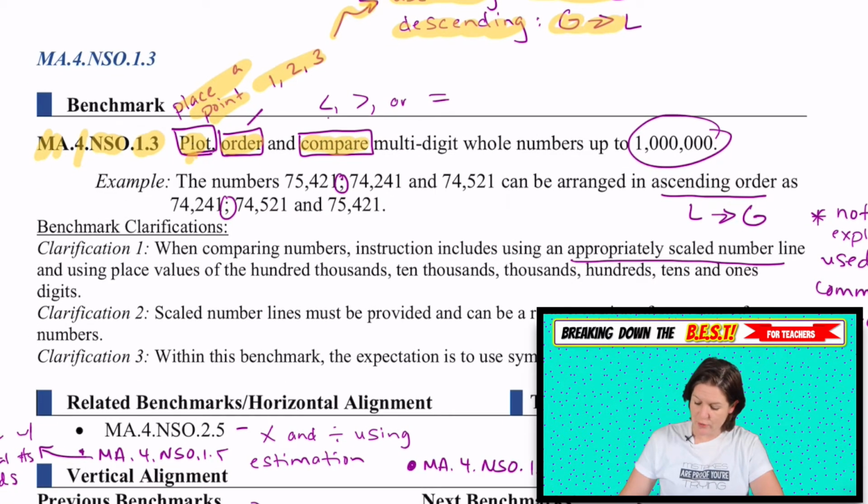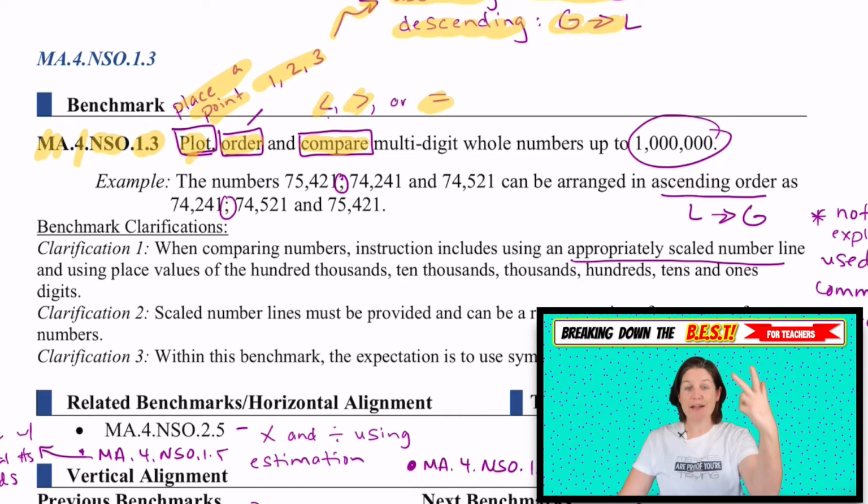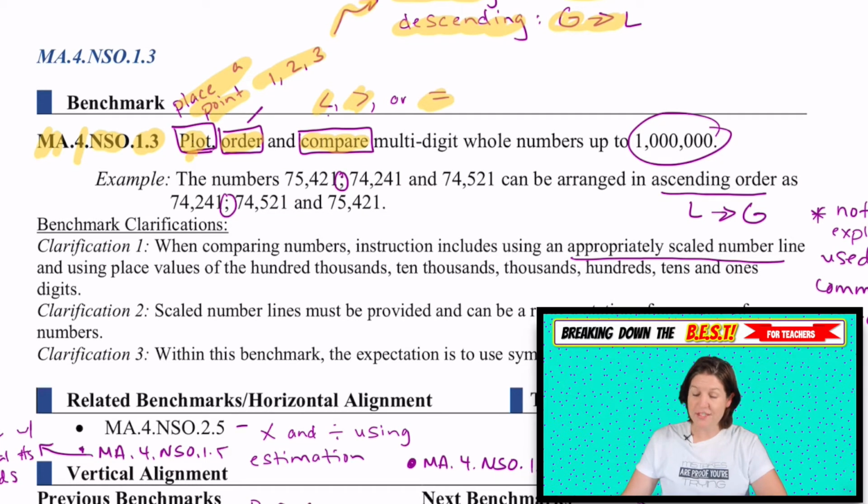Also, in this standard, we are comparing, which means using the less than, greater than, or equal to sign. We're plotting, ordering, and comparing multi-digit whole numbers up to 1 million.